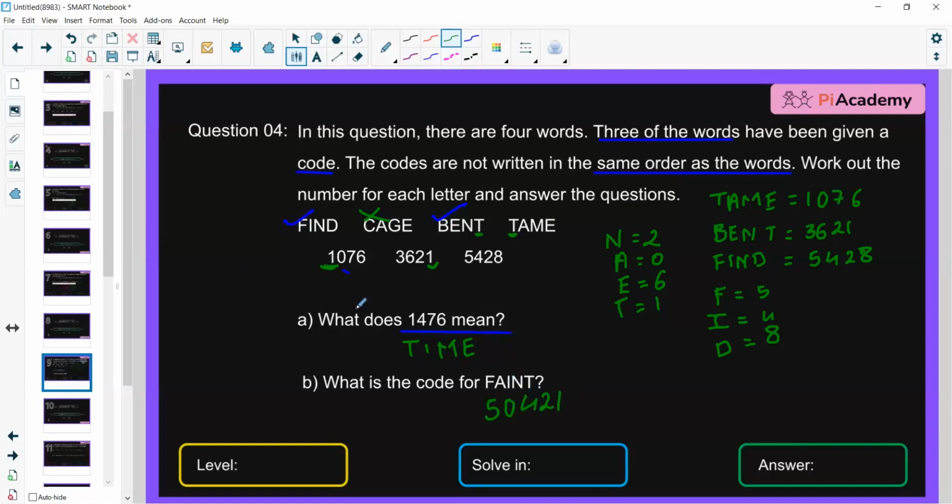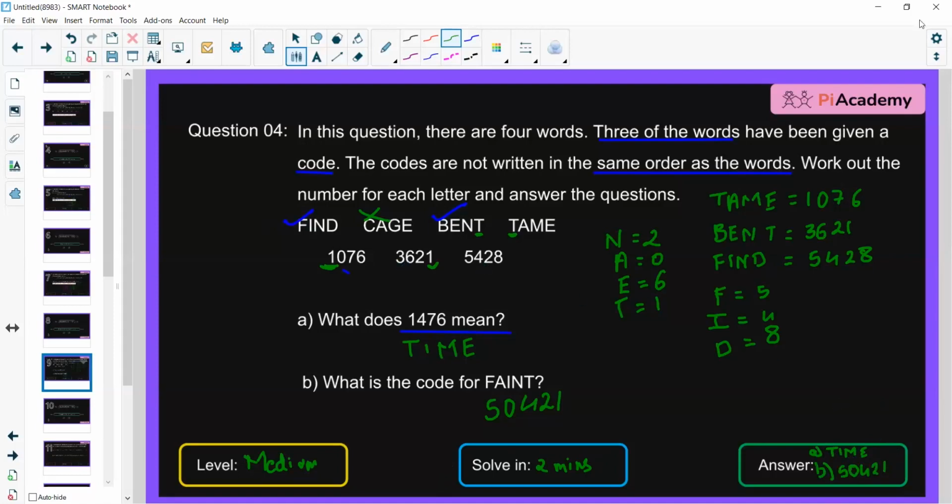Now, as you can see, this question is a little bit trickier, so we'll keep it at the medium level. This question can easily be solved, I guess, in 2 minutes. 2 minutes is more than enough for this question. You must practice it in such a way that you are able to solve it in 2 minutes. The answer for the first one is TIME for part A, and for part B it is 5, 0, 4, 2, and 1.